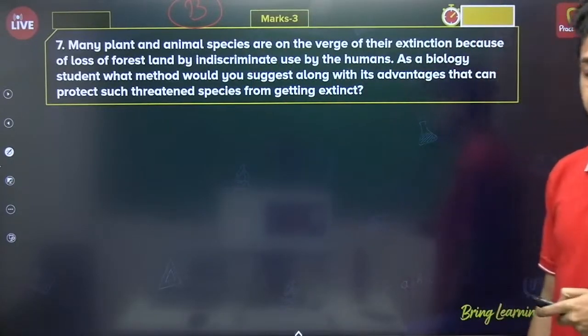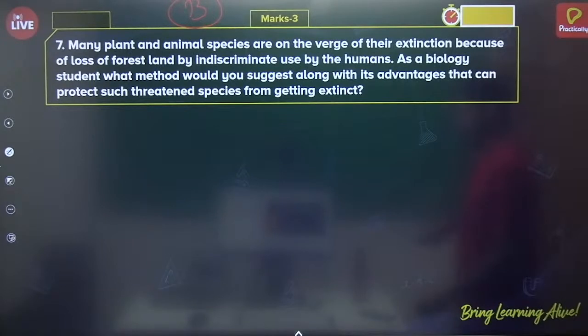Many plant and animal species are on the verge of extinction because of loss of forest land by indiscriminate use by humans. As a biology student, what method would you suggest, along with its advantages, that can protect such threatened species from getting extinct?